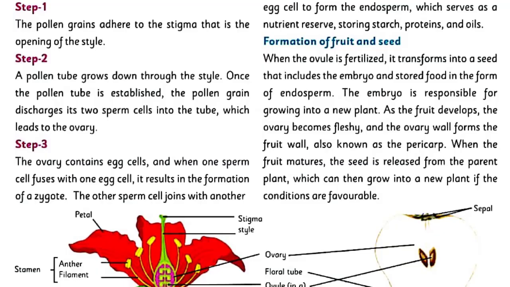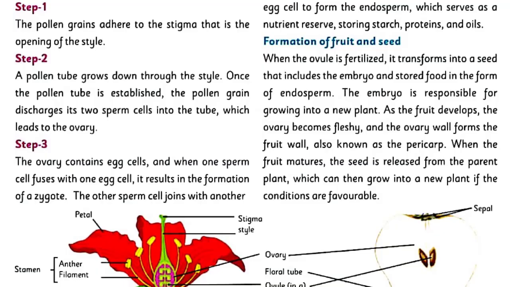Step 3. The ovary contains egg cells, and when one sperm cell fuses with one egg cell, it results in the formation of a zygote. The other sperm cell joins with another egg cell to form the endosperm, which serves as a nutrient reserve, storing starch, proteins, and oils.